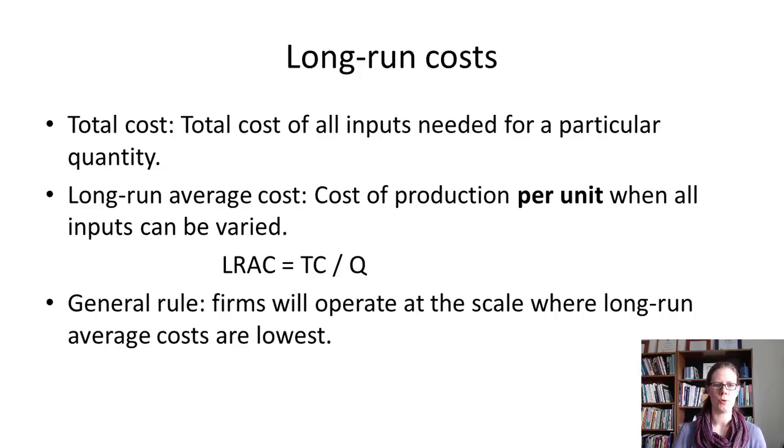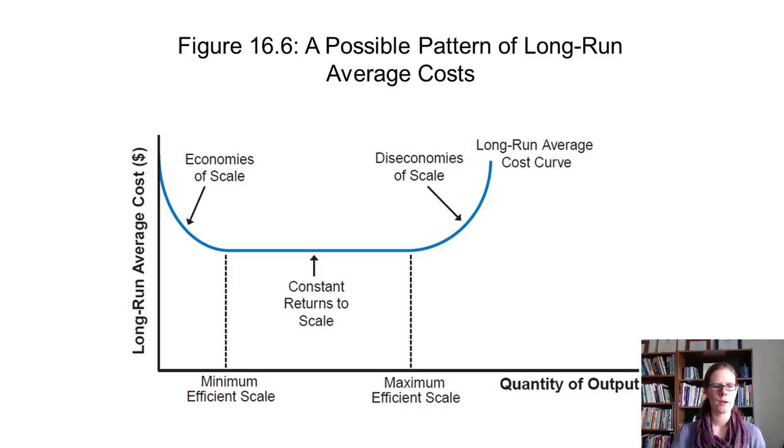So the general rule for deciding how large your business should be in the long run is to operate at the scale where long run average costs are lowest. That allows you to make the most profit on each unit that you sell because profit is equal to revenue minus costs, and operating where long run average costs are lowest means that you're minimizing your costs. So here's a diagram of what long run average costs may look like for a typical business.